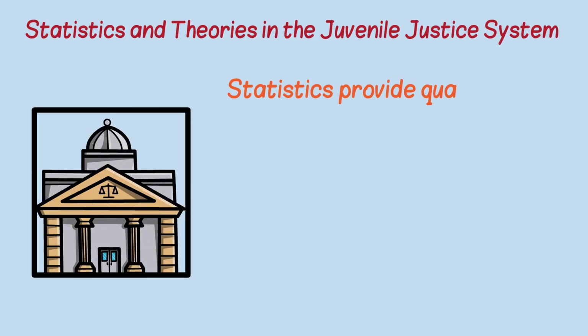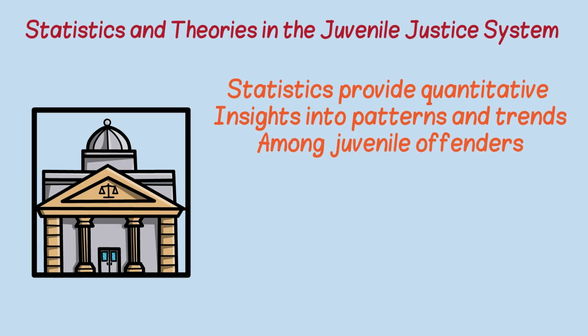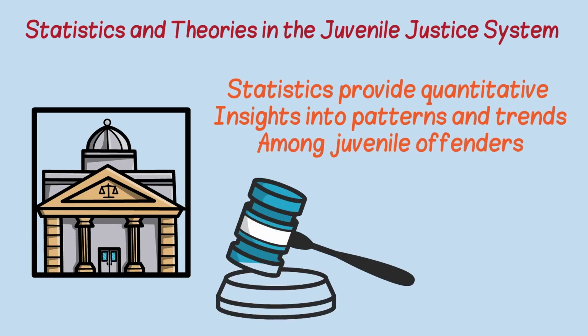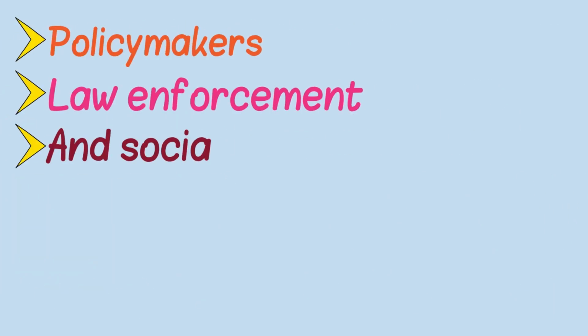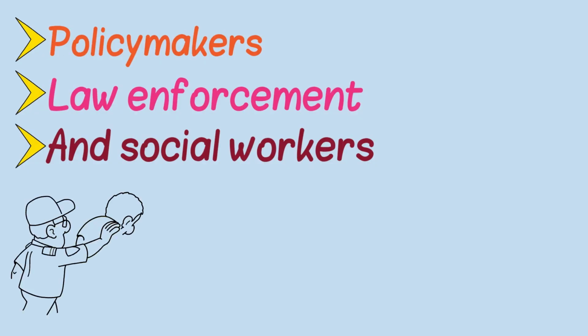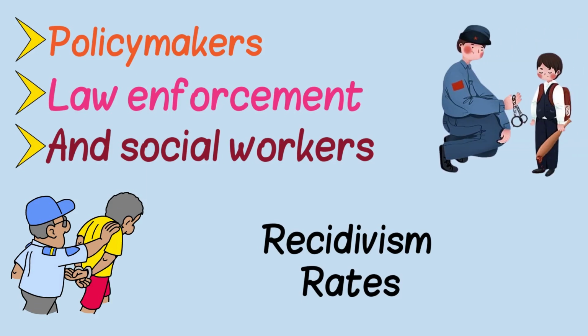Statistics provide quantitative insights into patterns and trends among juvenile offenders, offering a foundation for data-driven decision-making. These numerical analyses allow policymakers, law enforcement, and social workers to identify the prevalence of certain crimes, recidivism rates, and demographic factors that contribute to juvenile delinquency.